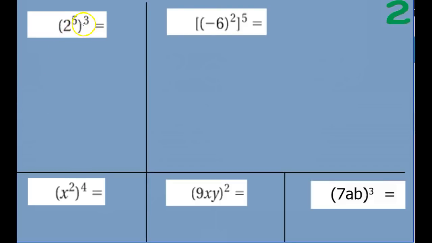Here our next problem. Now we have inside our parentheses 2 to the power of 5. This is saying that we have 2 to the power of 5 3 times. So we are going to write out our 2 to the power of 5, third power, which means we have 2 to the power of 5 times 2 to the power of 5 times 2 to the power of 5.